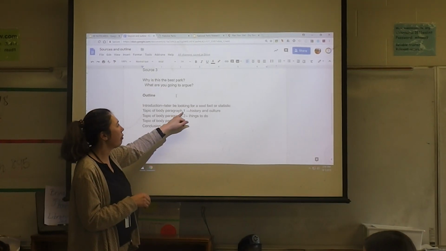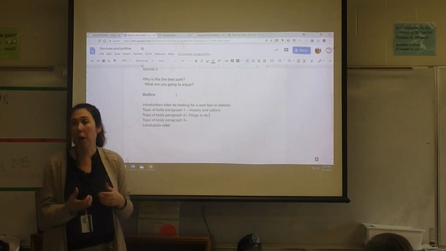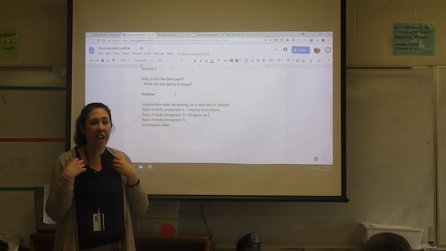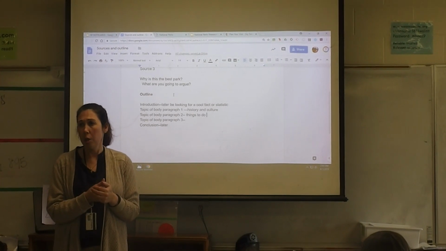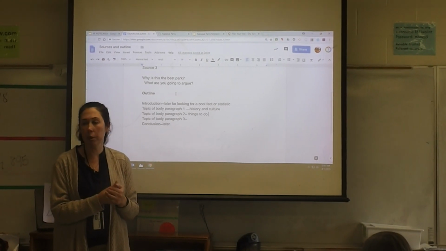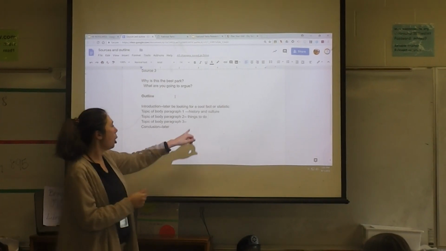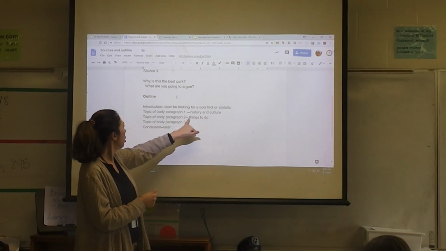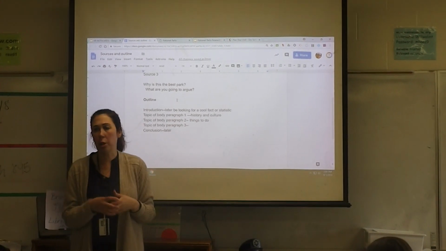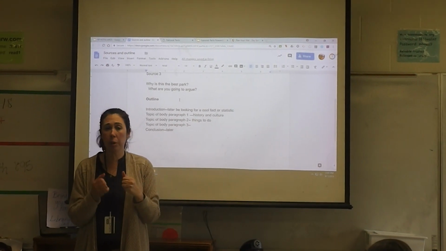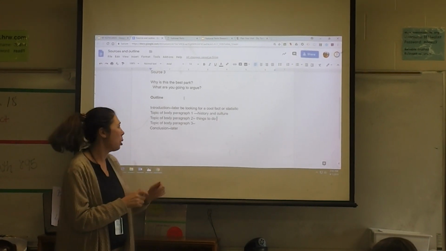So my paragraph 1, I might talk about the history and culture. Remember I was talking about how I'm so fascinated about the history of Fort Jefferson. So that's one reason I really want to go there, is to learn about the history of this fort. Topic of paragraph 2 might be something with things to do. Remember I talked about how I really want to see those sea turtles? That's one thing I want to do. So I'm going to think about that.